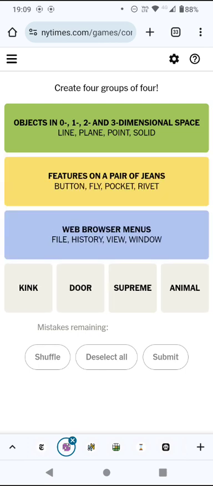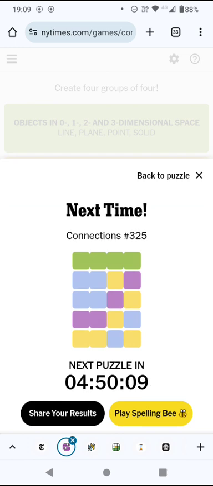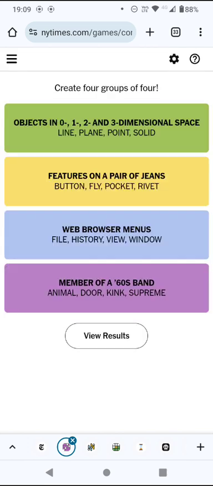Features on a pair of jeans: button, fly, pocket and rivet. I mean, okay, I suppose. Web browser menus: file, history, view and window. I mean, they're maybe not the most commonly used ones, but maybe I should have got that. And then members of 60s bands: the Animals, the Doors, the Kinks and the Supremes. Okay, those 4 I have all heard of, but I was not close to any of those groups, was I?